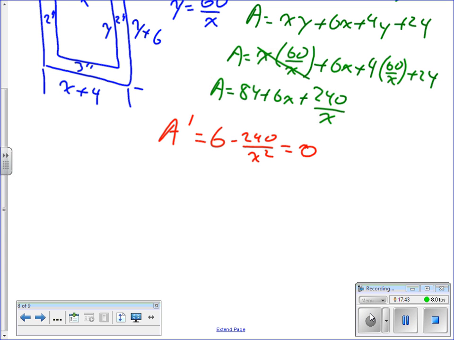Set this equal to 0. So I get 240 over x squared is equal to 6. So I get x squared is equal to 240 divided by 6, which is 40. So x equals the square root of 40, which is approximately what?